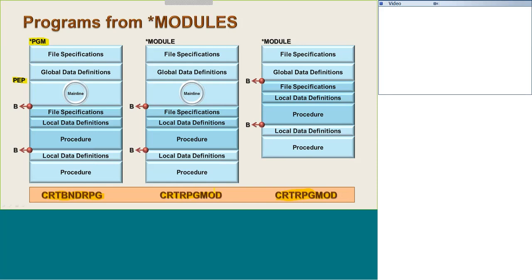So that can, using the Create Bound RPG compiler, take one or more modules and combine them all into a single executable program. Which, by the way, because it's a cycle mainline, can be called either from a direct program call or from a bound program call, a bound call.